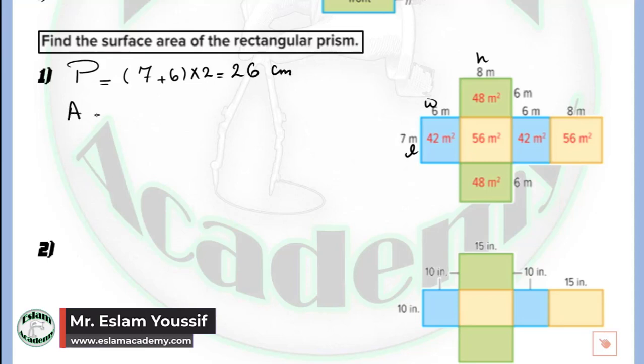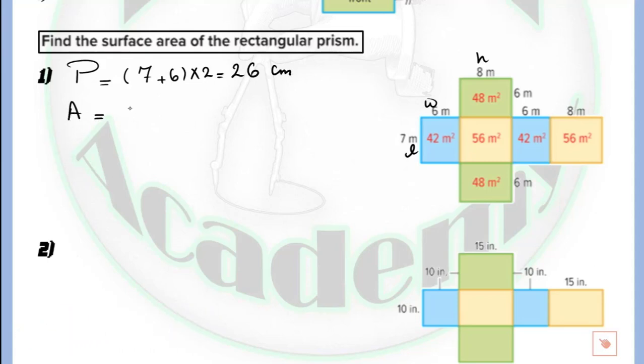Now we need to find the area of the base. The area of the base is defined by length multiplied by width. We know that the length is equal to 7 and the width is equal to 6. By multiplying them, the answer will be 42 centimeters squared. The perimeter is measured by length unit, but the area is measured by squared unit.